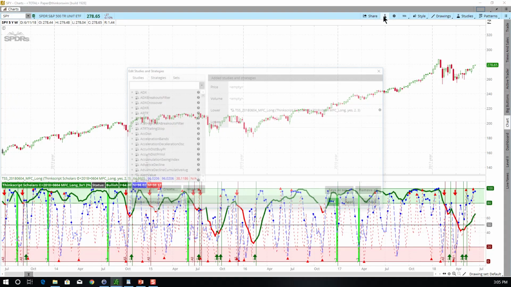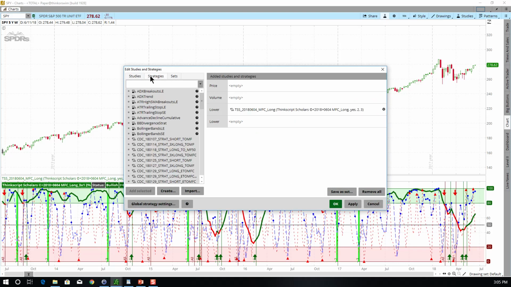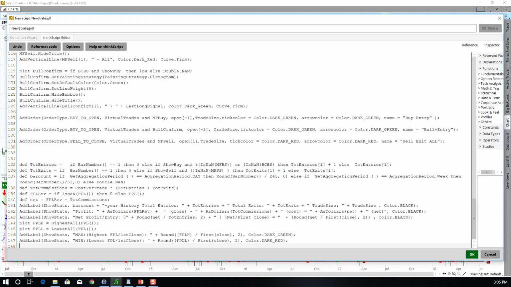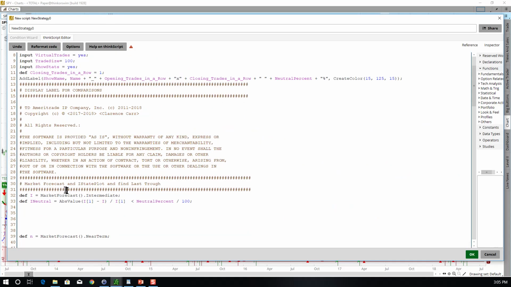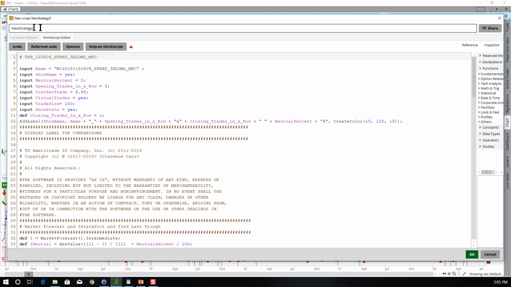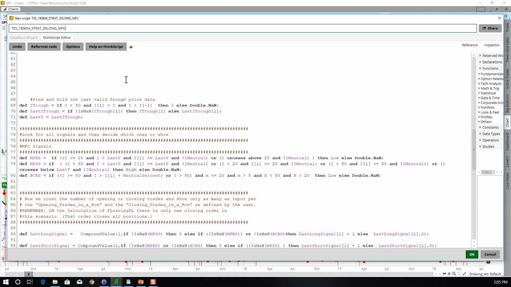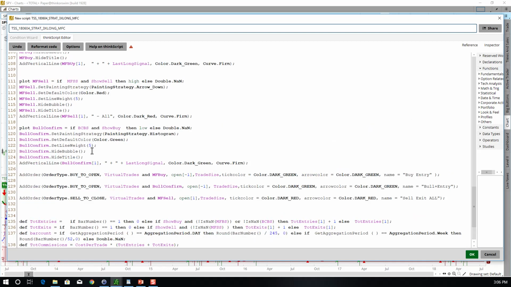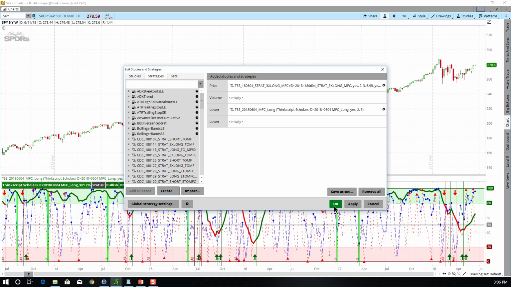All right, so now we're going to go back over here. We're going to create a strategy. We're going to take what I just copied off the clipboard. We're going to take this name right here, and we will paste it up here. Then there was one of the orders that I needed to modify, and it was this one right here. Okay, let's select OK. Let's see what happens.